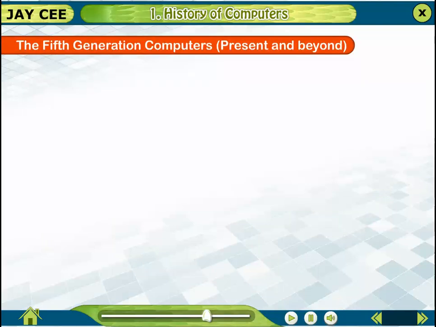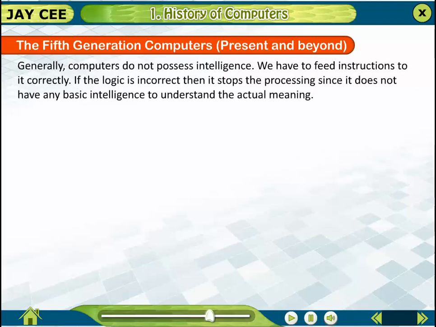The fifth generation computers, present and beyond. Generally, computers do not possess intelligence. We have to feed instructions to it correctly. If the logic is incorrect, then it stops the processing, since it does not have any basic intelligence to understand the actual meaning.